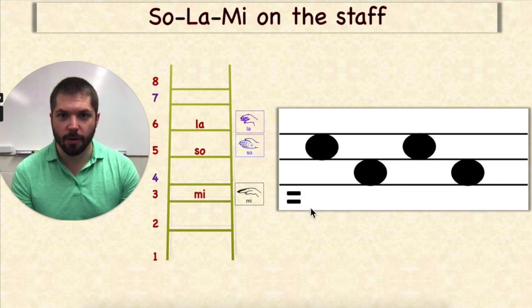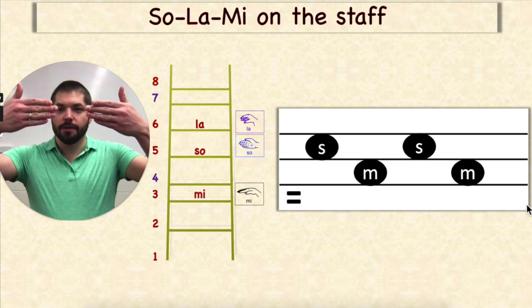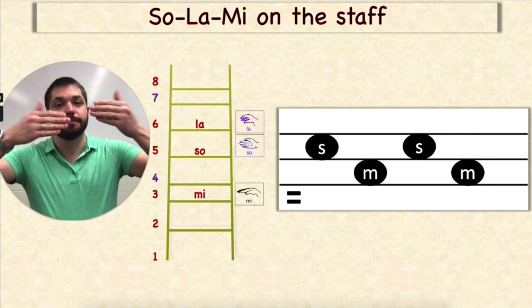So using so, la, and mi, do you remember which ones were which? What's this one? And then this one? And then this one? And then this one? Yeah, we've got so, mi, so, mi. Let's sing that. My turn, your turn. Use your hand signs. So, mi, so, mi.